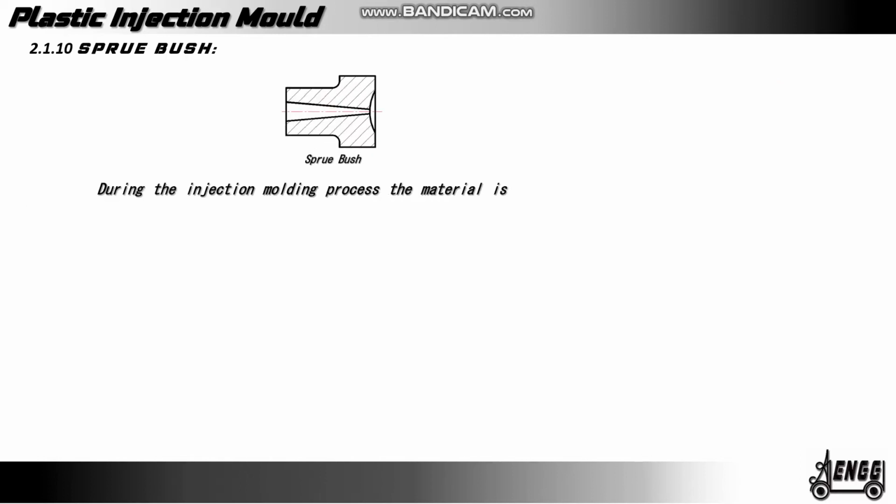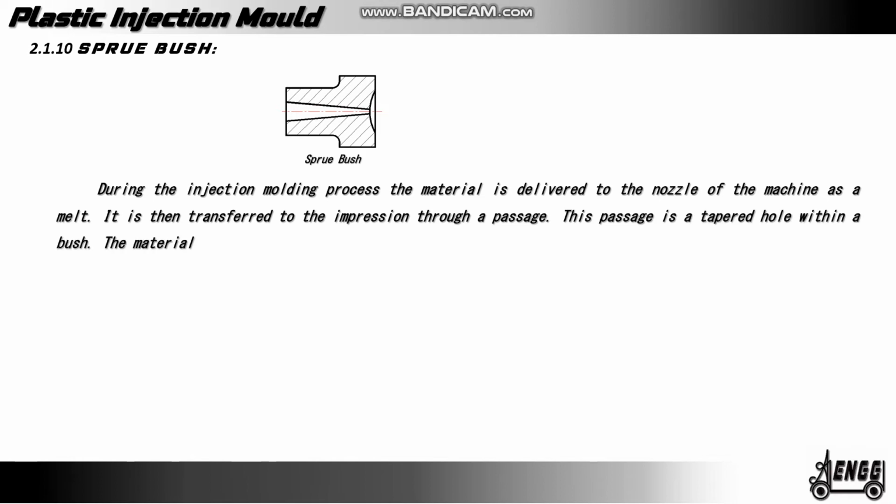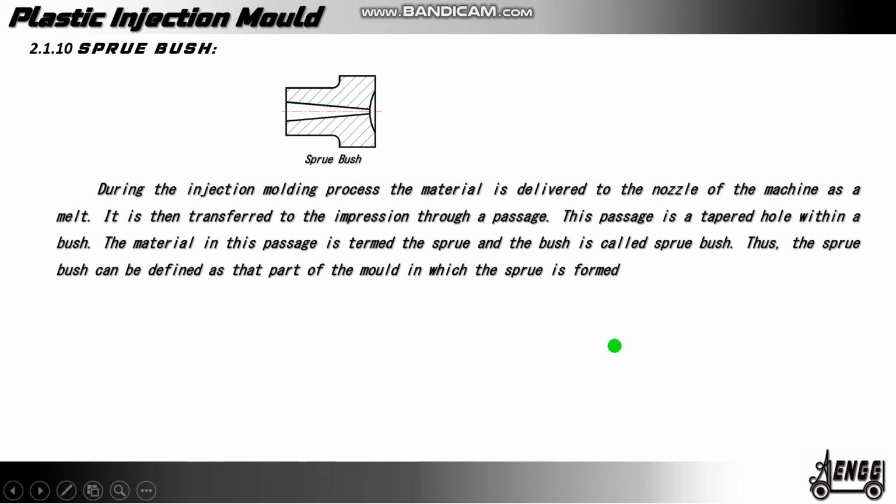Sprue bush. During the injection molding process, the material is delivered from the nozzle of the machine as a melt. It is then transferred to the impression through a passage. This passage is a tapered hole within a bush. The material in this passage is termed the sprue and the bush is called the sprue bush. Thus, the sprue bush can be defined as the part of the mold in which the sprue is formed. The sprue bush is the connecting member between the machine nozzle and the mold face.